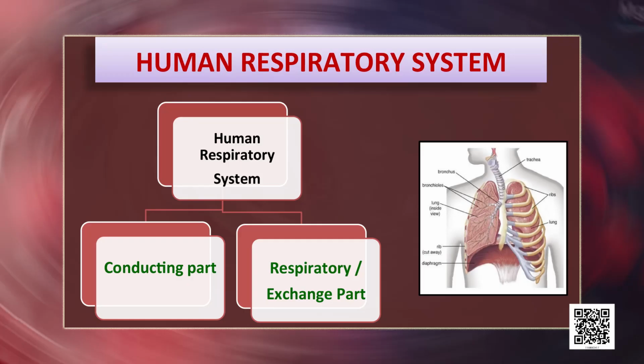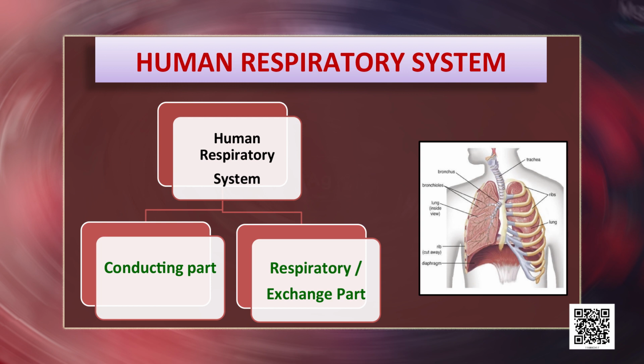Now let's discuss the structure of the human respiratory system. The human respiratory system is made up of conducting part and respiratory or exchange part. The path starting with the external nostrils to terminal bronchioles constitutes the conducting part, whereas alveoli and their ducts form the respiratory or exchange part of the respiratory system.